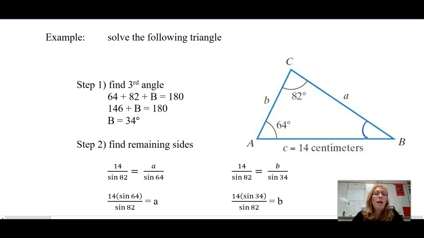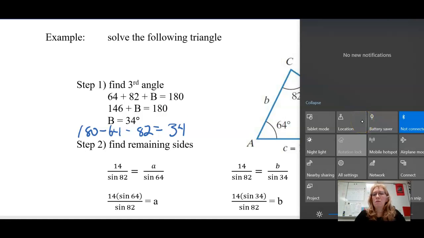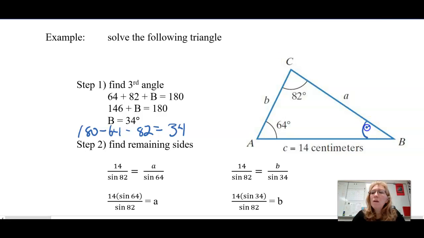So we're going to take 180 minus 64 minus 82, and that equals your B, which is 34 degrees. So now we write in 34 degrees here. We have all angles. Now we have to find all sides.